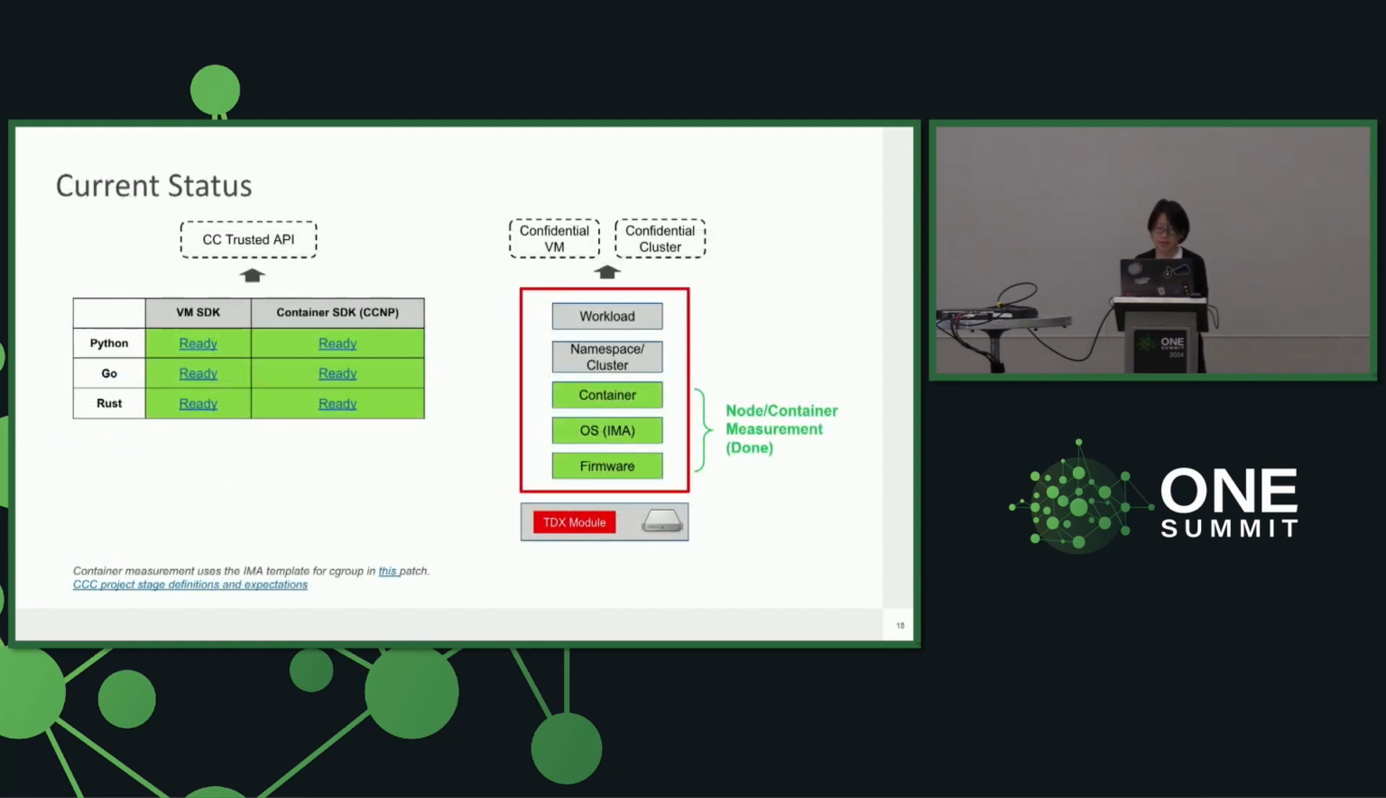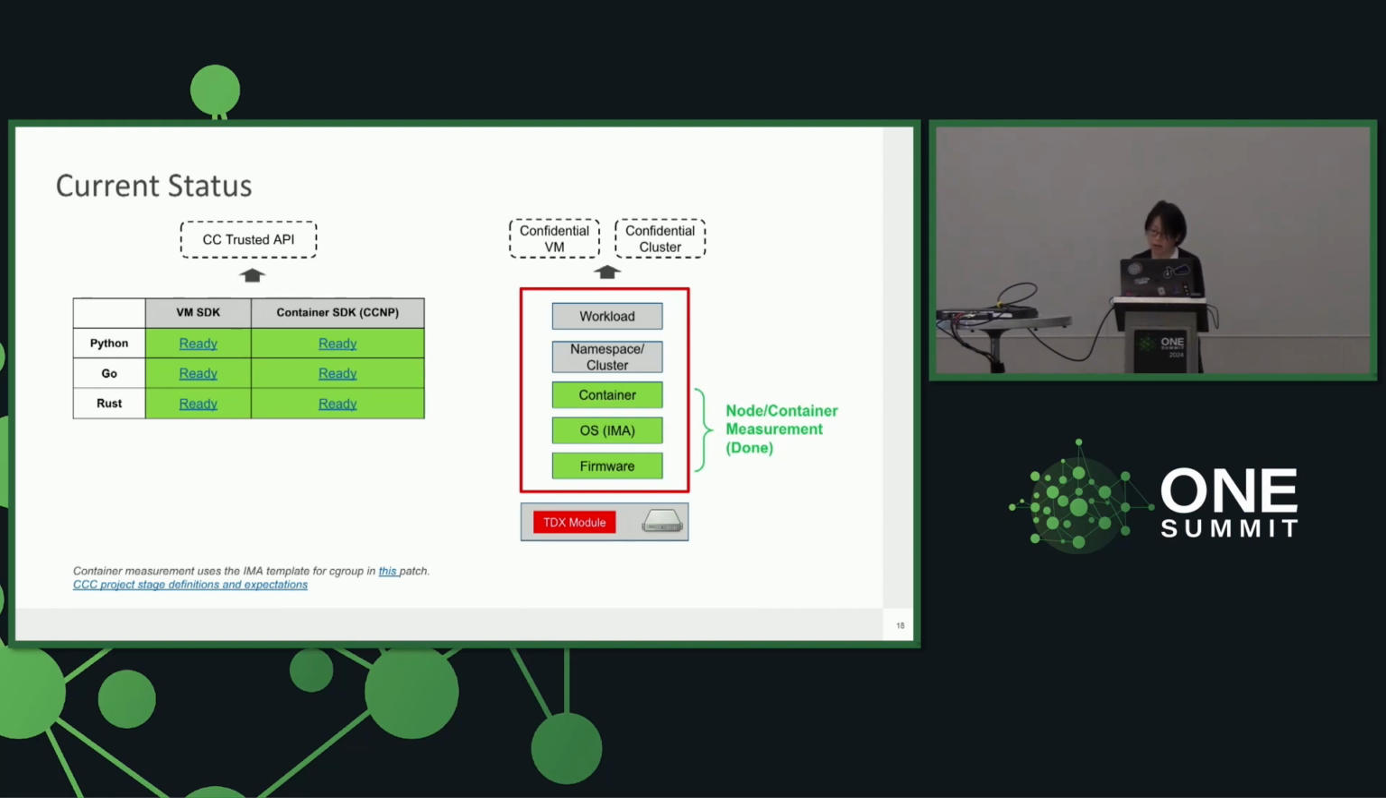So the current status depends on the different customers. If they want to use Python to write their own attestation server, we support Python, Go, Rust, VM SDK, and container SDK. So if you are supporting a confidential VM, you could use the VM SDK. And if you are supporting a confidential cluster or confidential container, you could use the container SDK. Depending on which language you prefer, you could always integrate from there.